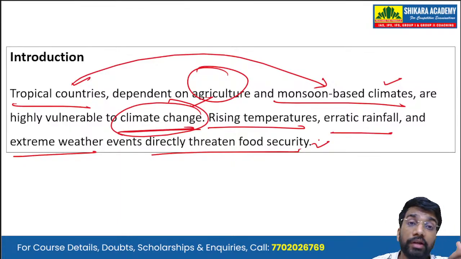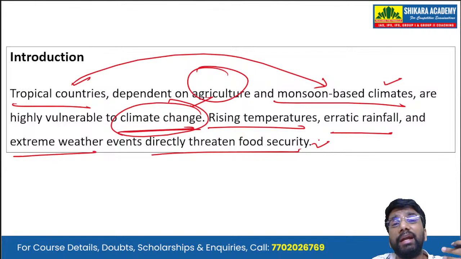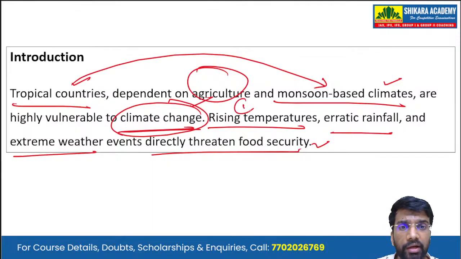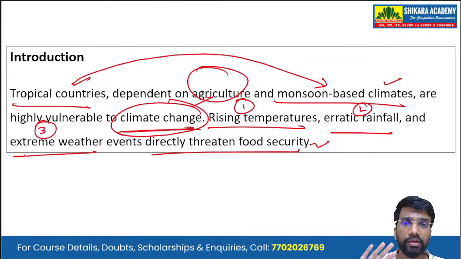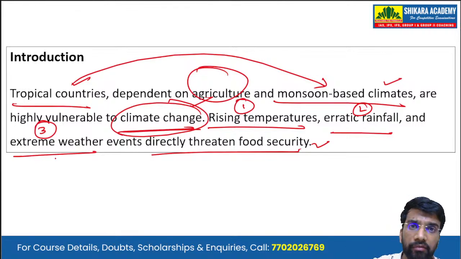Because of the climate change, there has been erratic monsoon and erratic rainfall across such tropical countries, and their agriculture is dependent on the monsoon. So if the agriculture is dependent on the monsoon, we can say that food security also depends on the monsoon or the rainfall patterns. Because of the climate change, we are witnessing three things: temperatures are rising, there has been erratic rainfall, and there is extreme weather. All these three are threatening agriculture, and in a way, they are directly threatening food security.